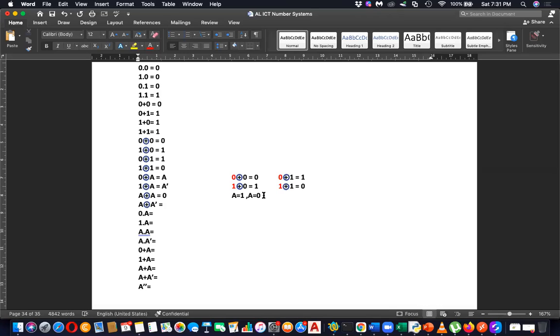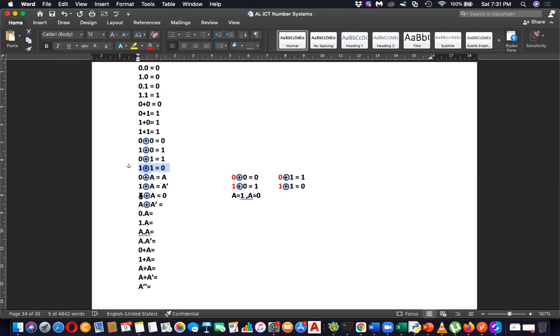What happens if A is 0? If A is 0, both will become 0, no? This A is also 0, this is also 0. Then 0 XOR 0 is also 0 here. 1 XOR 1 is also 0. Other than 0 and 1, can there be any other combination? No, we have only 0 and 1.